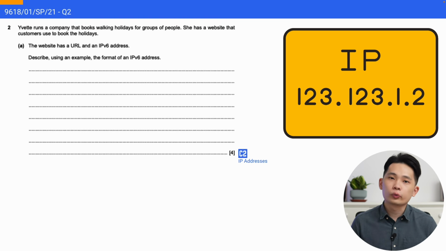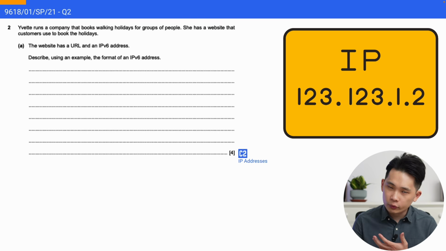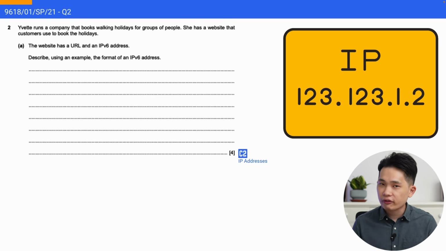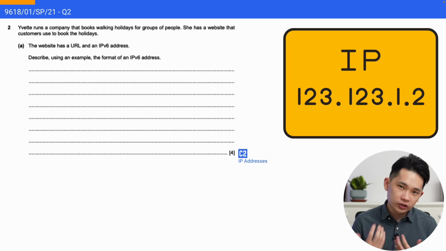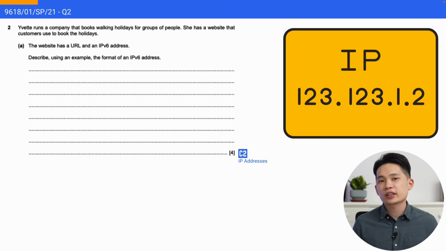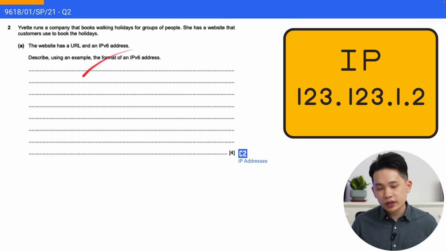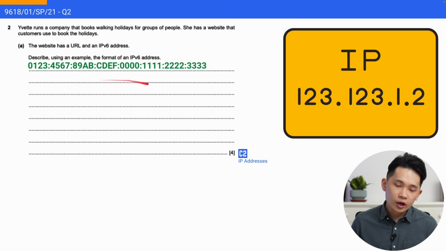First of all, we can just come up with some random IPv6 address. It can be any value from 0 all the way to F, since it takes in hexadecimal digits. To get the rest of the 3 marks is quite easy. We can just describe the format itself. So for example, let's look at this answer here. We can just write some random values here.